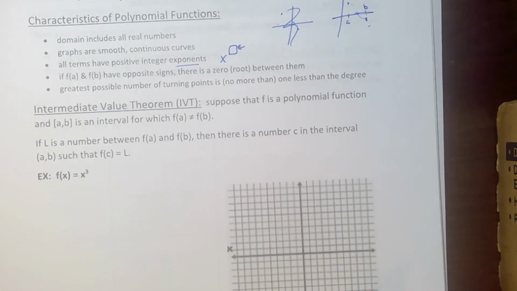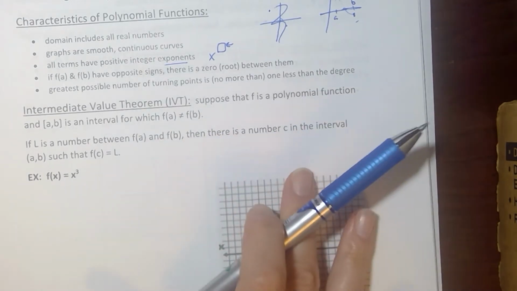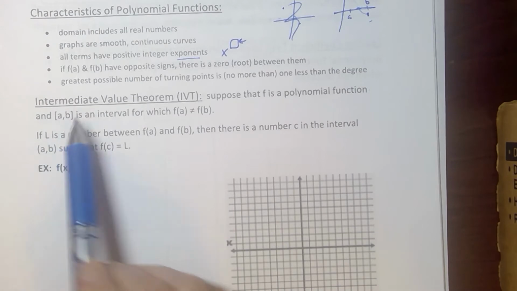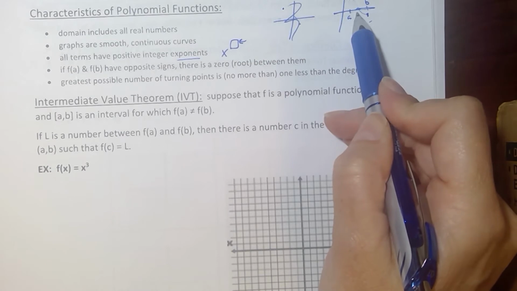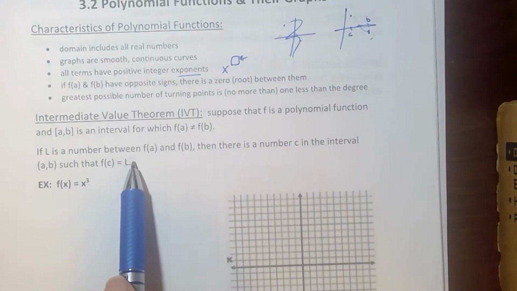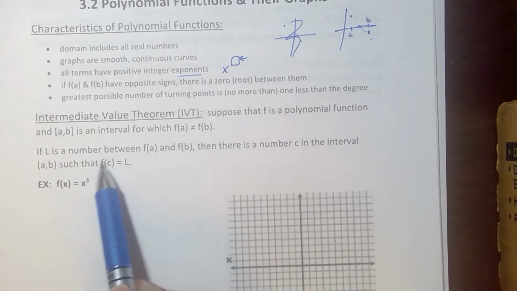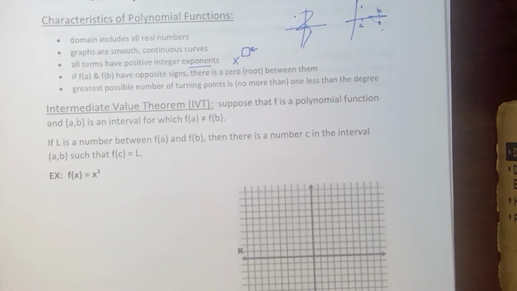Finally, we're going to talk about the intermediate value theorem. This isn't something you're going to have to reproduce, but something that you need to understand because it is what allows us to connect the dots. IVT, the intermediate value theorem, says, suppose that f is a polynomial function and I have a to b that is an interval for which f of a is not f of b. So a to b would be this interval right there. If L is a number between f of a and f of b, then there is a number c in that interval so that the value of the function at c is equal to L. This is just what allows me to connect the dots.